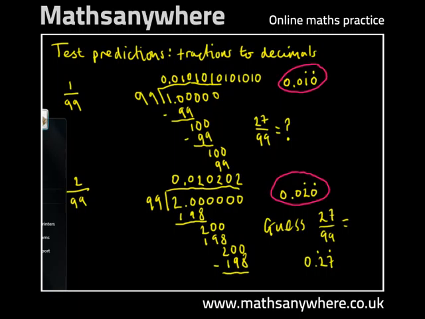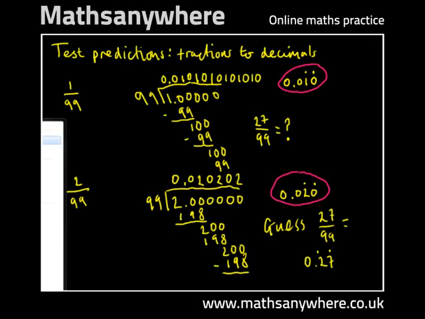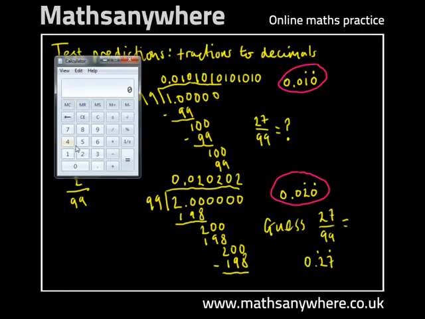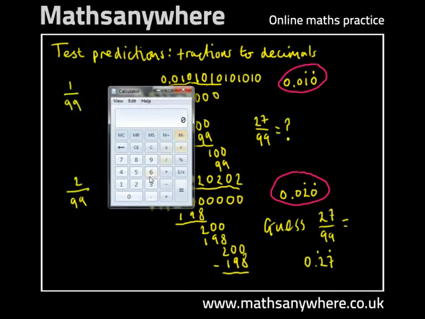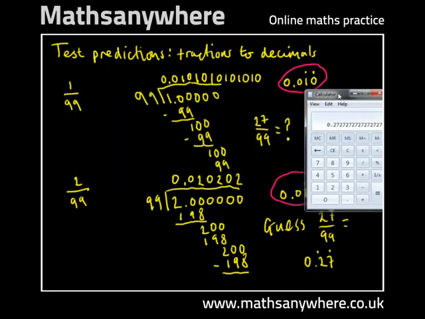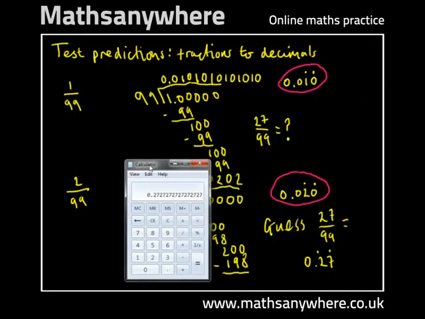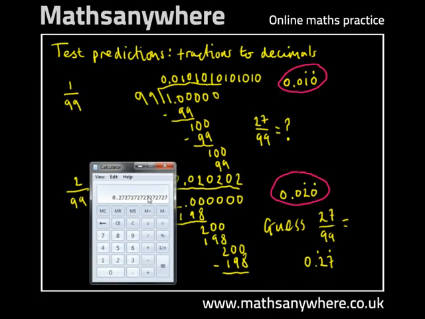We haven't quite got room to do our long division on this one, so let's see if we can bring up the calculator to do this one. 27 divided by 99 is 0.27 recurring. So from our test, we've managed to make a prediction, and looking at the calculator, it appears our prediction in this case is correct.